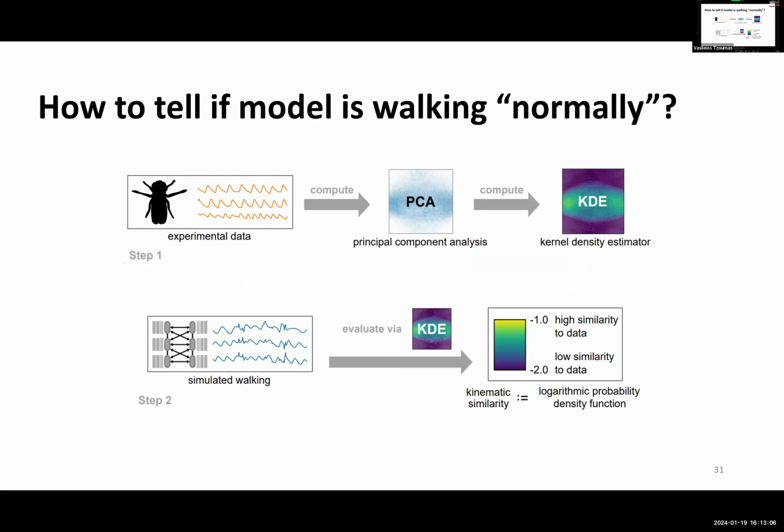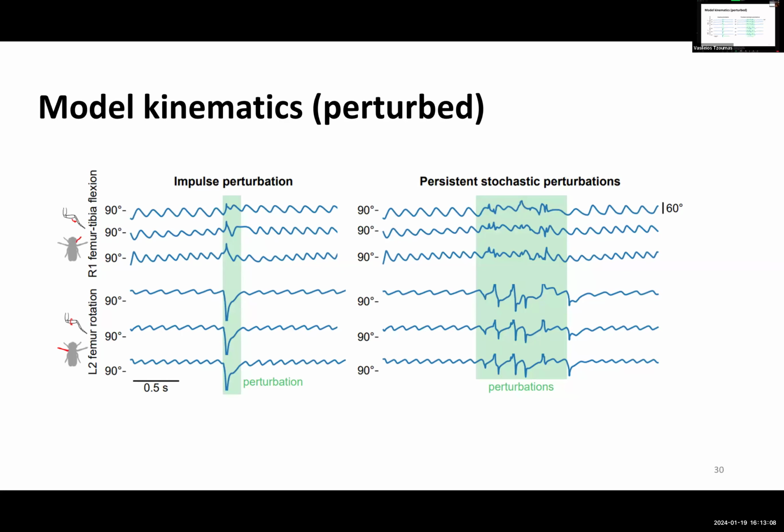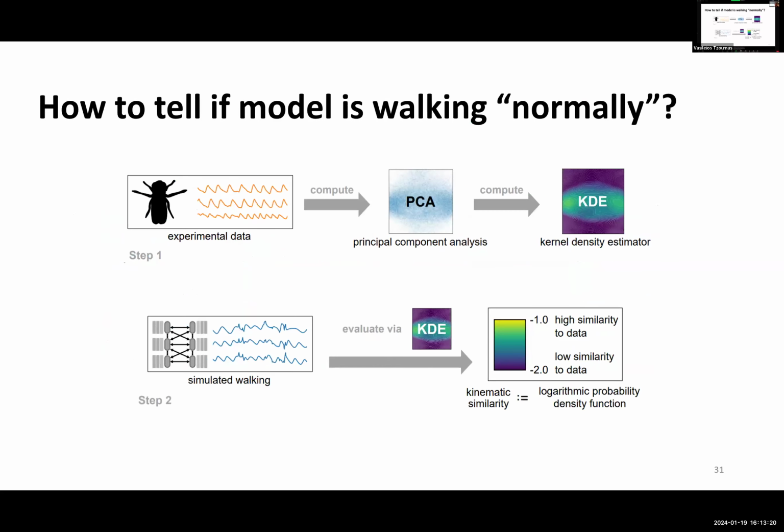So actually, let me go back once. We don't have the orange lines for this because we don't have the data for this. The fly walked in a nice unperturbed environment. We perturb our model, but we don't have the matching things for the data. So how do we do that comparison? And that's why we had this process.